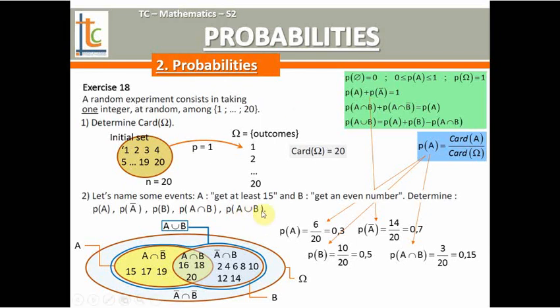Finally, P of A union B. So you can count here on the scheme the number of elements of A union B and see that there are 13 elements. So the probability of A union B is 13/20, which is 0.65. But you've got a formula for P of A union B, so you can use it instead.